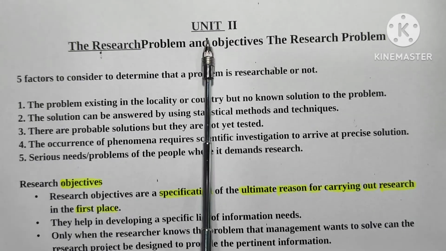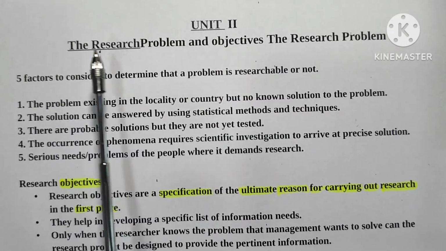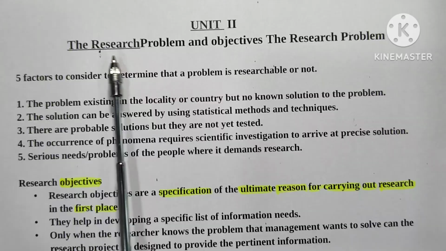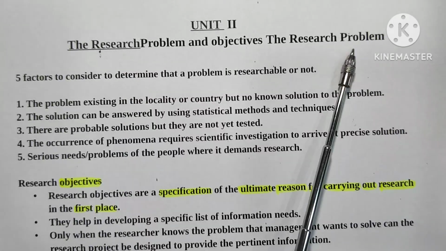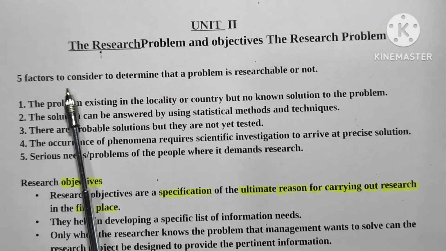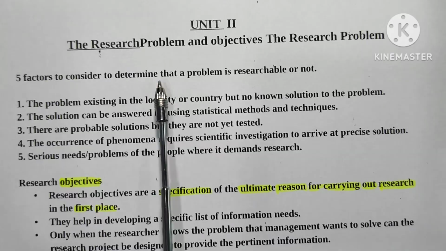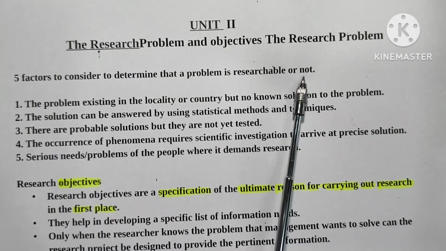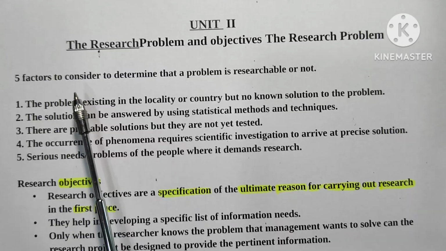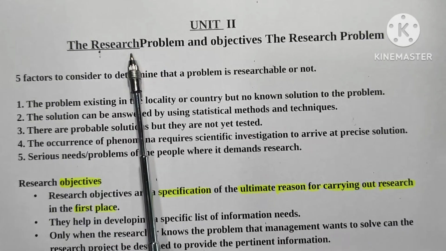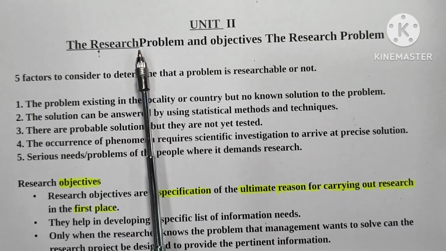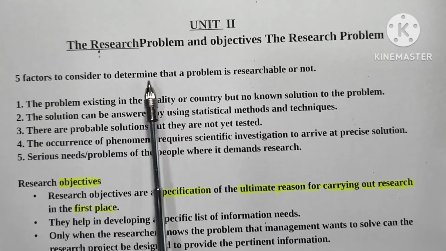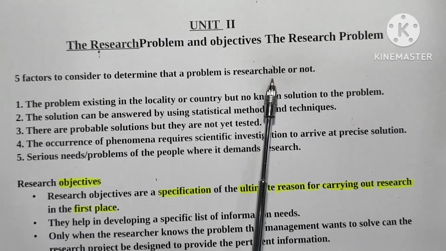Today we start with Unit 2 from the research, that is the research problem and objectives. Coming to the first one, that is research problem. There are 5 factors to consider to determine that a problem is researchable or not. As we all know, the first step in research is selecting a problem or question to which you want to find the answer. So there are 5 factors to consider to determine that a problem is researchable.